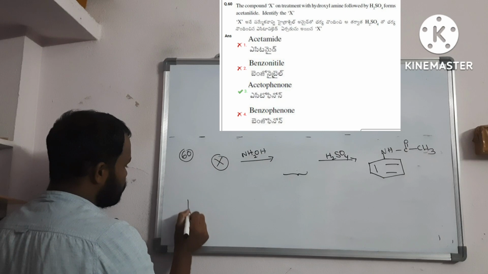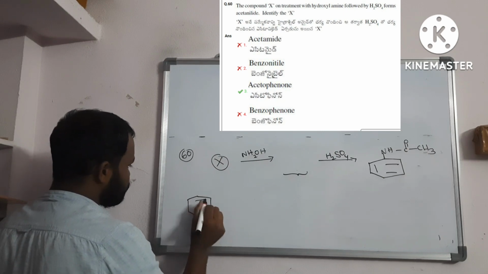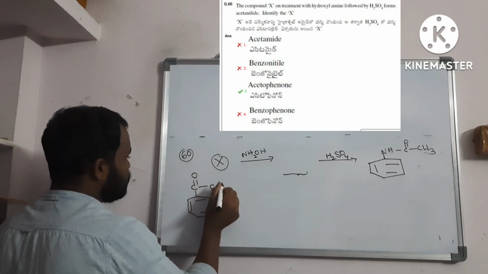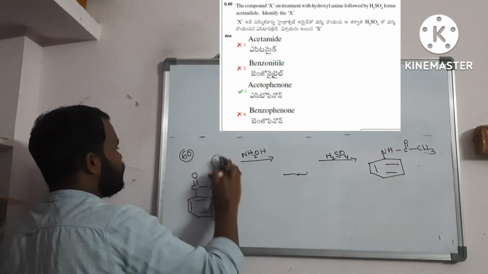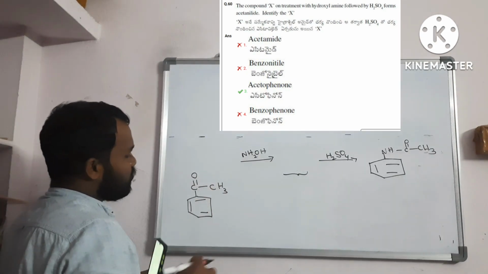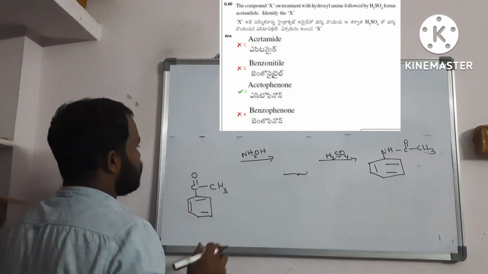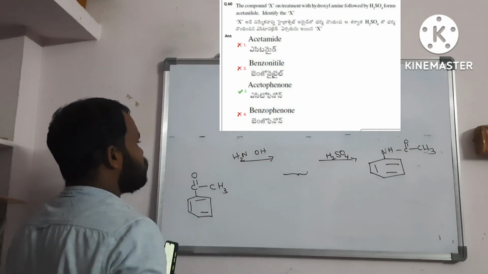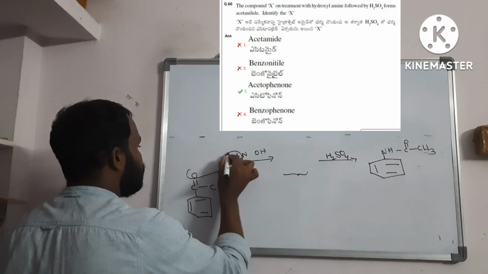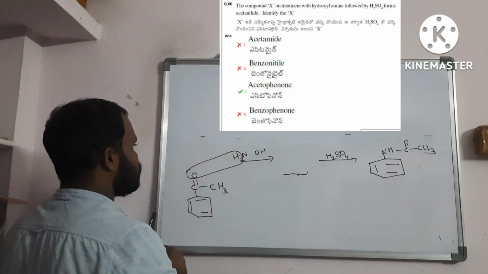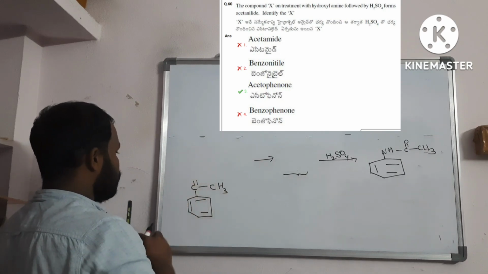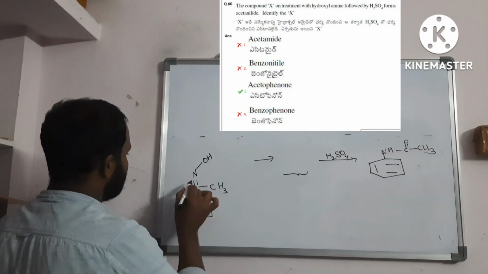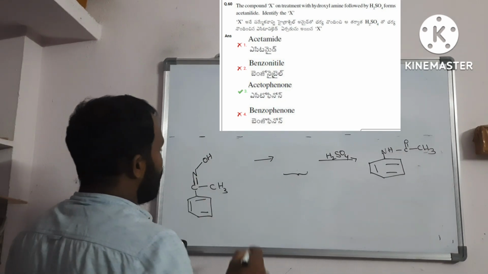How will I show it with the mechanism? Acetophenone means this, this is acetophenone. Acetophenone upon reaction with NH2OH, NH2OH means like this, N and H2OH. This O and H2 will be removed. This double bond N is attached here. You will get double bond N OH.